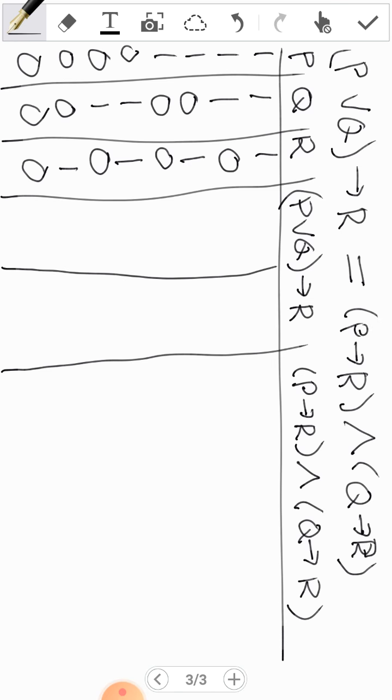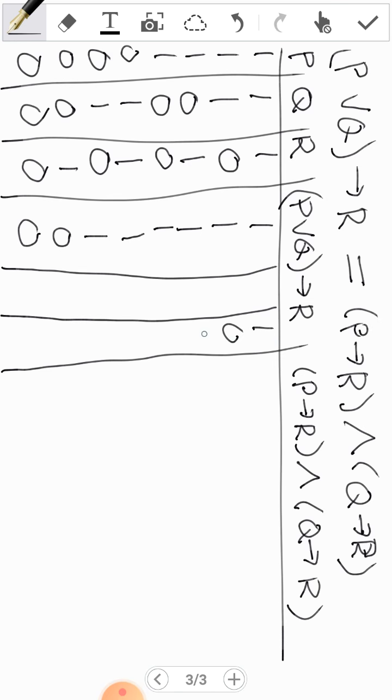Let's divide this into, maybe we can just have it there, P or Q. So this column will be P or Q. P or Q, when one proposition is true, this must be true. P or Q, both are true, this must be true. Both are true. P is true. Q is true. Both are false. Let's just copy R here.